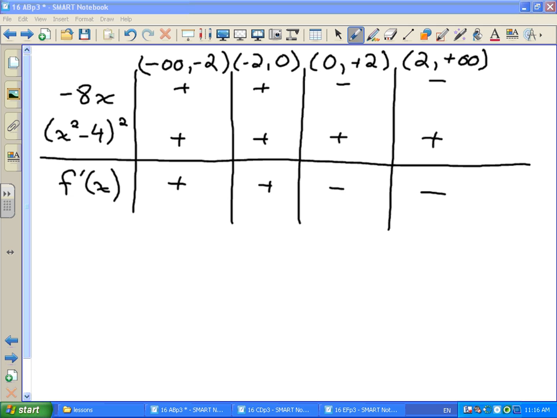So what does this tell us about our function f of x? Well, if the slope of the tangent, or the derivative, is positive, that means our tangent must be going up like that. So our function must be increasing. So in these 2 intervals, our function is increasing. And in these 2 intervals, our function is decreasing.